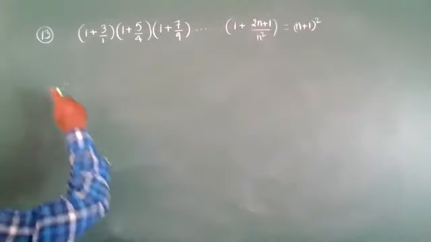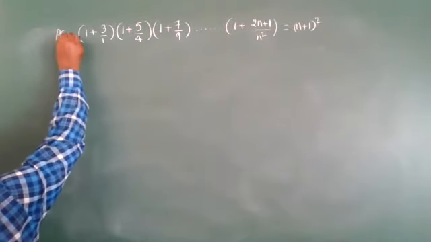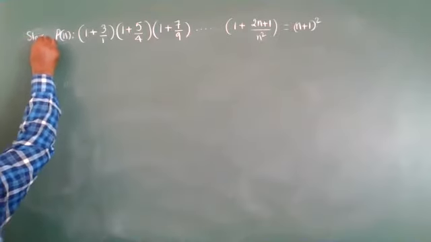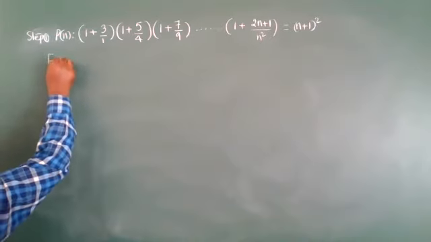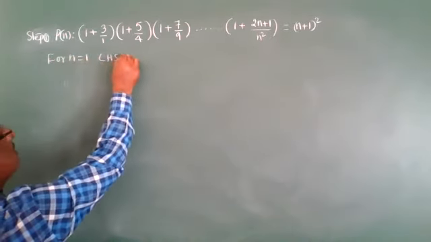The procedure is the same. Write down step 1, principle of n number. Step 1: same for n is equal to 1. The left hand side is the first bracket.